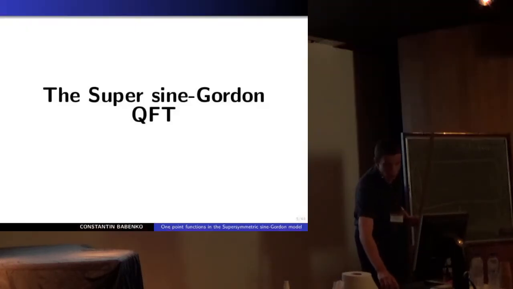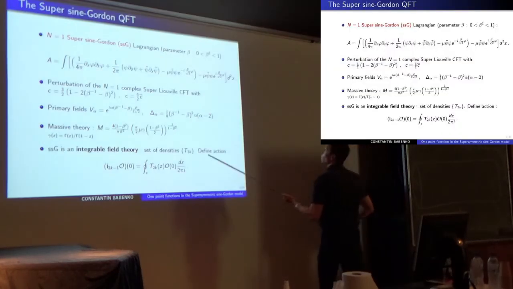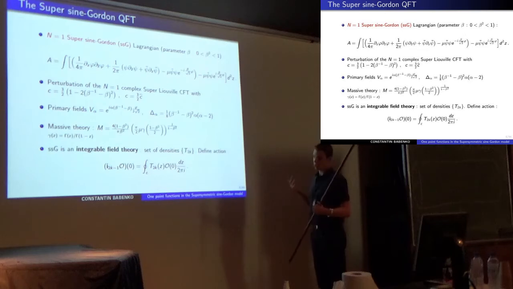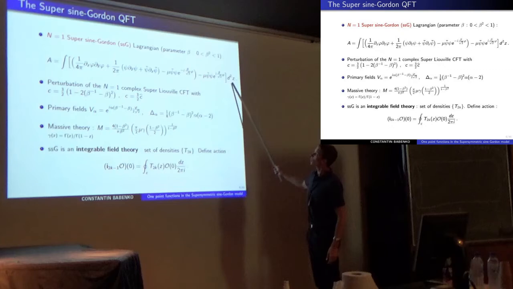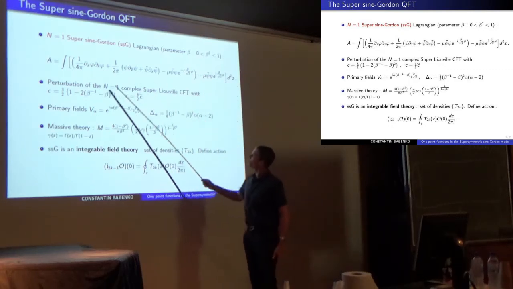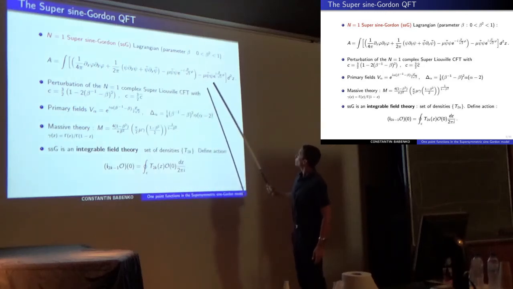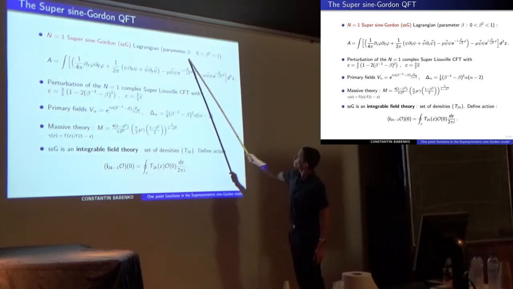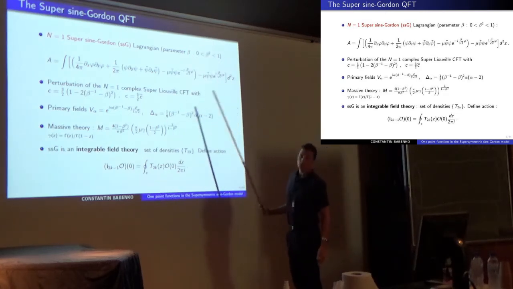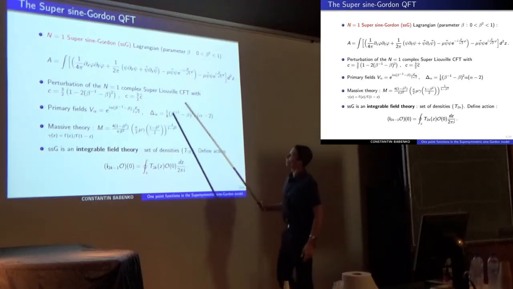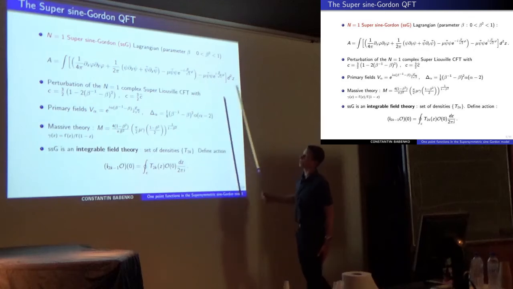So let's start with the super-Sine-Gordon quantum field theory. As I said, this is a two-dimensional integrable supersymmetric quantum field theory given by this action here. You have two fields, a bosonic field phi and a fermionic field psi, and an interaction term which is parameterized by this parameter beta. The way we treat it, we consider this quantum field theory as a perturbation of the complex super-Liouville conformal field theory, which is just this first bracket.